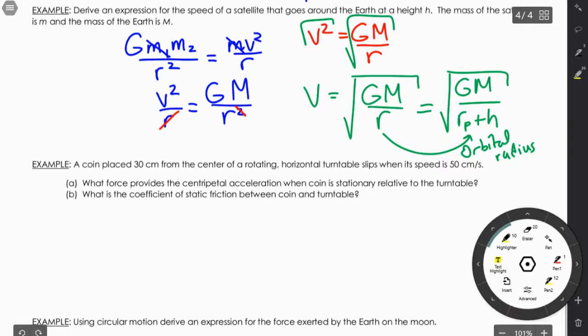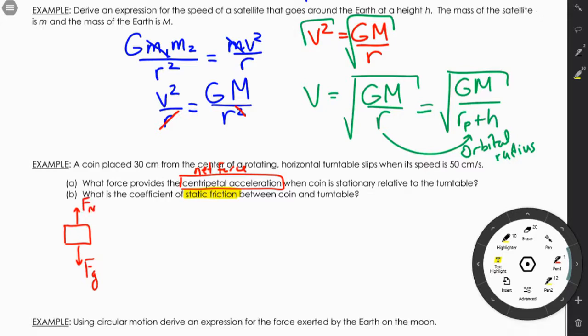Remember that centripetal force is not like friction. It's not like weight. This is a net force, or what causes a net force. And so we have to treat this like a Newton's law problem, so we need to do our free body diagram. So we have weight down and a normal force up. Now, when it talks about slipping, slipping really is what we want to prevent it from doing.